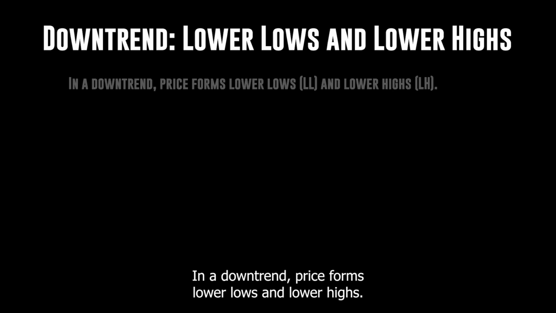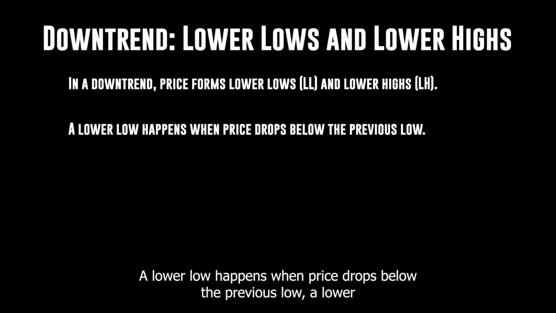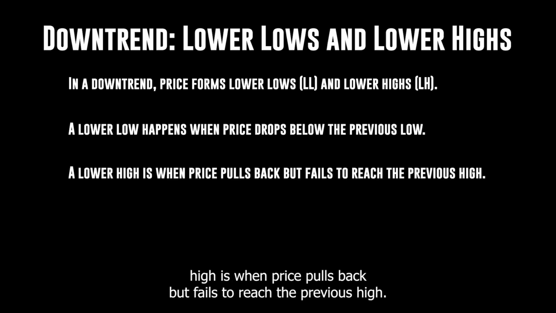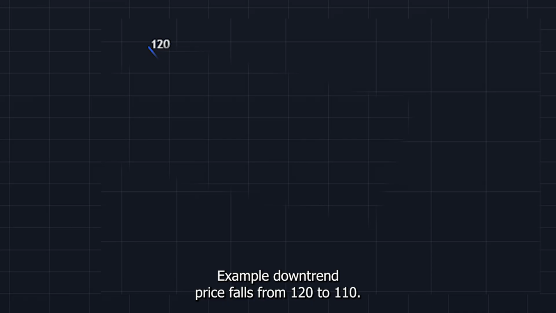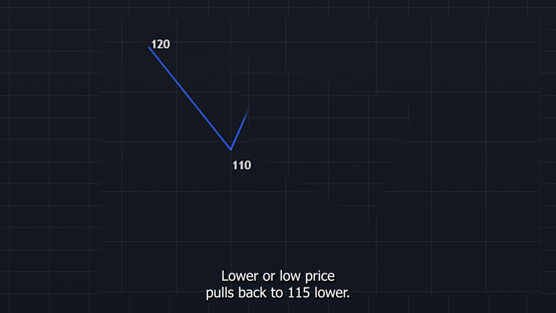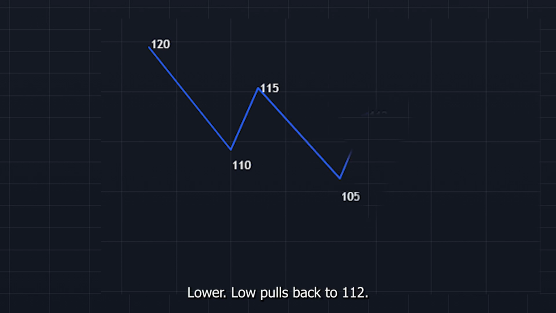In a downtrend, price forms lower lows and lower highs. A lower low happens when price drops below the previous low. A lower high is when price pulls back but fails to reach the previous high. This structure shows bearish momentum. Example, downtrend. Price falls from 120 to 110, lower low. Price pulls back to 115, lower high. Drops to 105, lower low. Pulls back to 112, lower high.